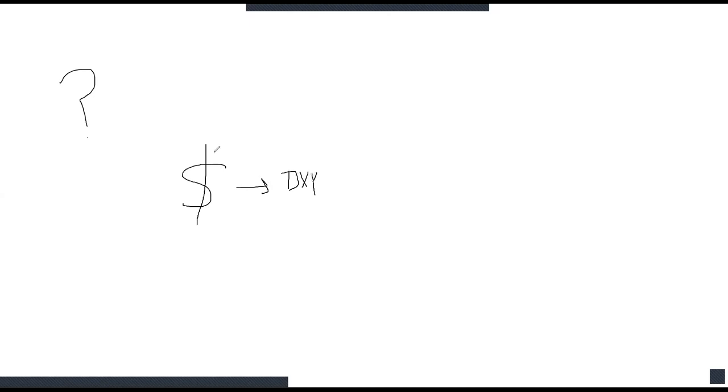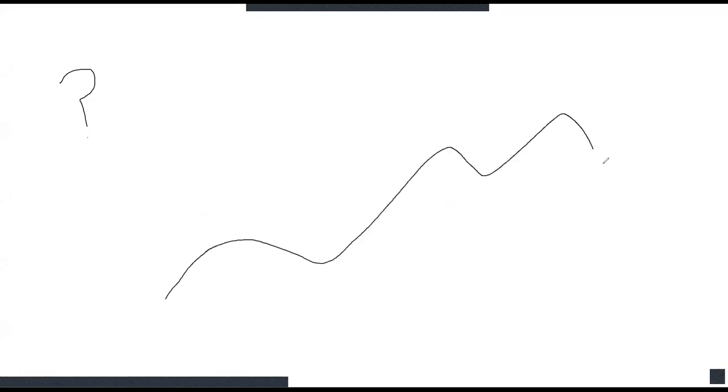Now, the dollar sometimes has a value of, say, 96 on the DXY, sometimes it has a value of 93 on the DXY. It really all just depends on the market conditions, right? The value fluctuates, which, if you place it into a graph, would look something like this. Right? It would look something like that. That's basically what a graph looks like.